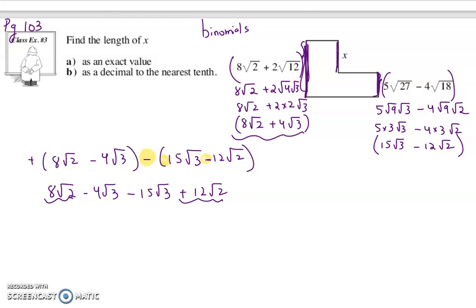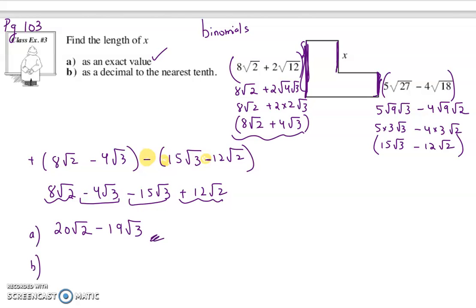Positive 8 and positive 12 have the same radicals. So this ends up becoming 20 root 2. And then these two are similar. They're both negative, so they will also combine: 19 root 3, not minus negative. Okay, that's my final answer. And because it's in radicands in the simplest form, this is the exact answer. I don't need to do anything with it. So if I leave it like this, this would be the answer for the exact one.